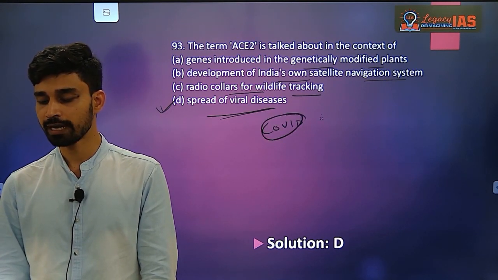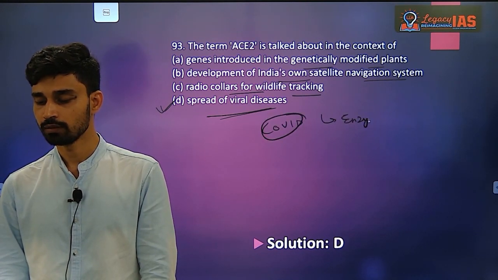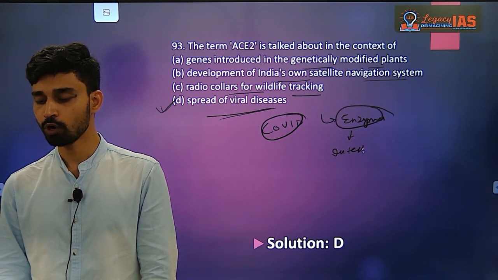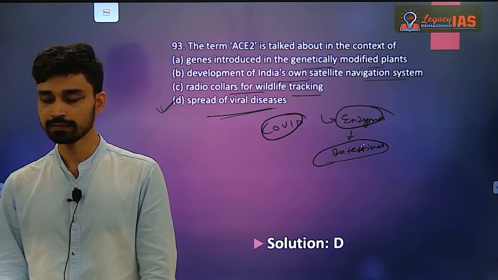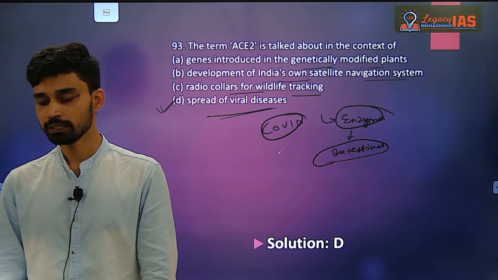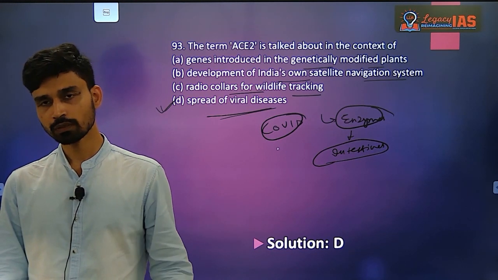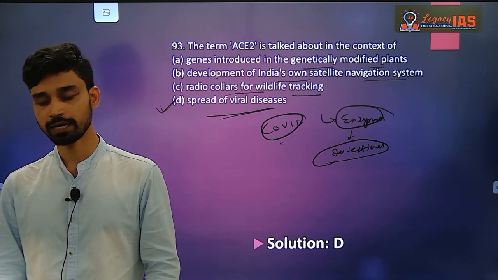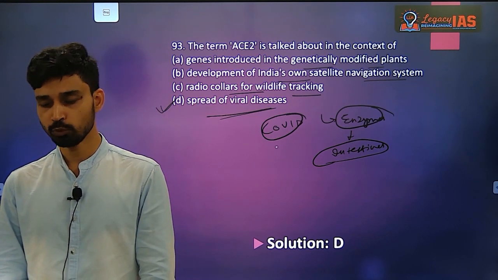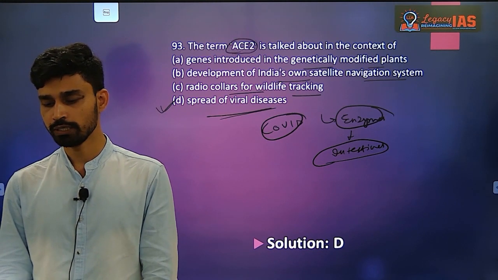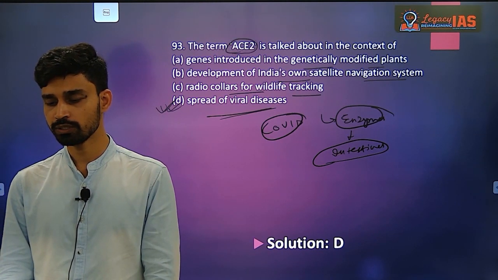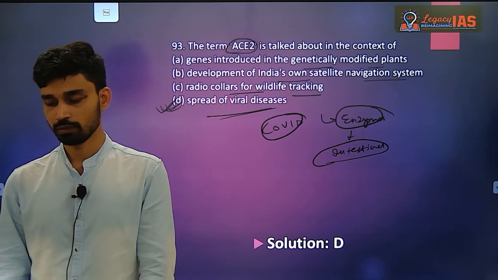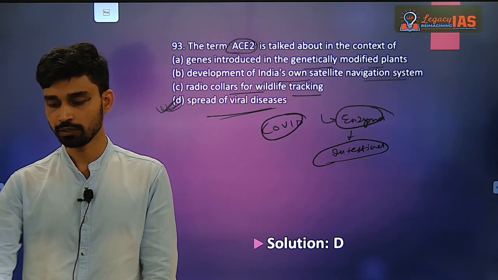ACE2 is a kind of enzyme that is attached to the cells of important organs like the intestines and so on. These enzymes have been considered a reason, or we can say a mechanism, by which the COVID virus or coronavirus has been able to enter the human body. So, that is why it was in use. This was in the context of the spread of viral diseases due to COVID, this term was in use.